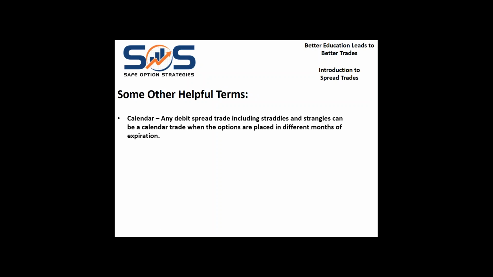A couple helpful terms, and this is going to be just more stuff for you guys to learn. A calendar is any debit spread, including strangles and straddles, or any debit spread using two options where the expirations are in different months.